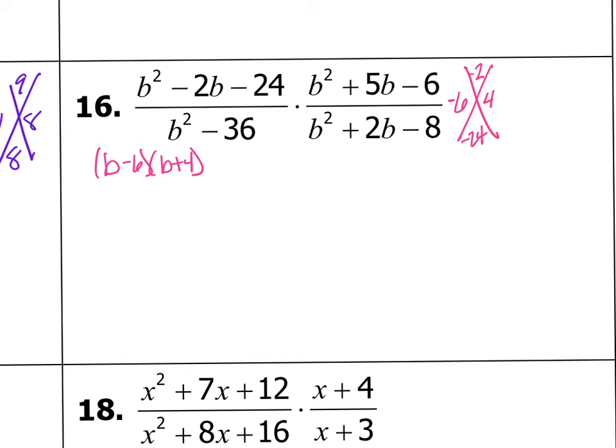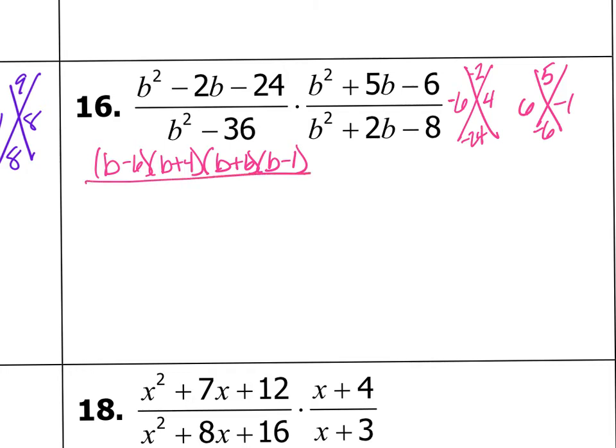And then the upper right side needs 2 numbers that multiply to be negative 6 and add to be 5. So normally I would say 2 and 3, but those 2 numbers wouldn't multiply to be negative 6, and if one of them had to be negative, it wouldn't add to be 5. So I'm going to say 6 and minus 1 in this case. So 6 times negative 1 is negative 6, and 6 minus 1 is 5. So I'm thinking that's going to work perfectly. So b plus 6 times b minus 1.